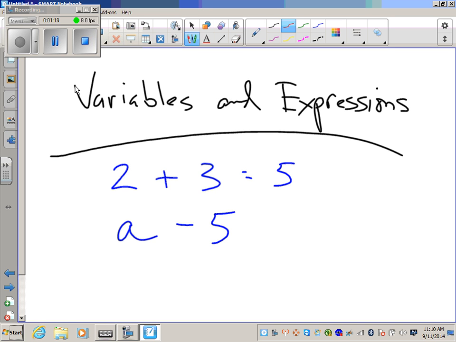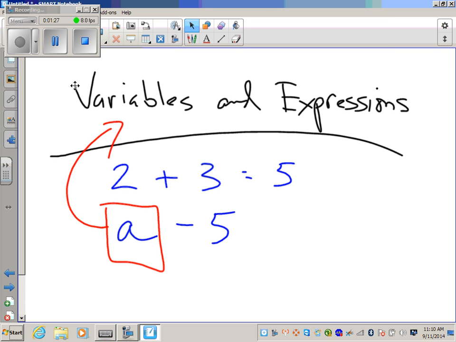Now, this here, this letter A, is also known as a variable. What is a variable? How would you define what a variable is? Brianna? A letter and a problem. Kayla? A letter that takes the place of a number, or of a value.